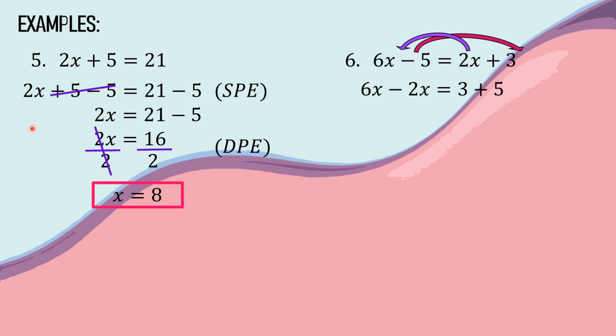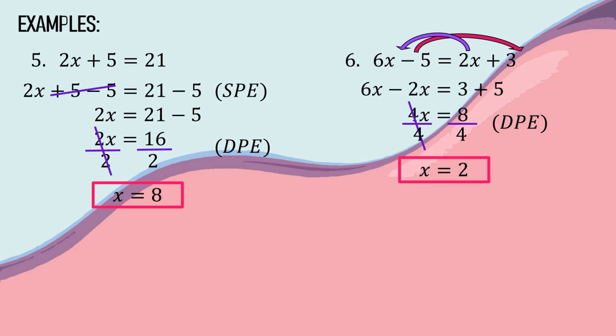So, this will become 6x minus 2x equals 3 plus 5. And then, let us combine like terms. 6x minus 2x is 4x, and 3 plus 5 is 8. And then, since wala pa tayong value ng x dito, let us apply the division property of equality by dividing both sides by 4, cancel 4. So, 8 divided by 4 is 2, which is the final answer.